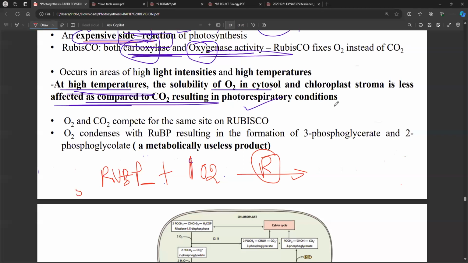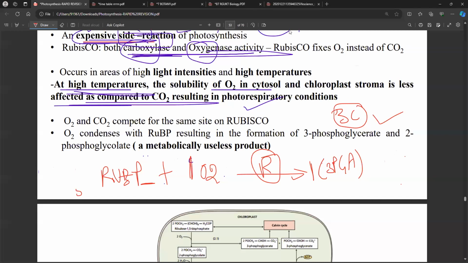Intermediate means, my friends, the intermediate should always be 3 carbon. Now you tell me, how many intermediates do we get? Every one of you. Undoubtedly, we are going to get only one intermediate. That is one molecule of 3PGA only.